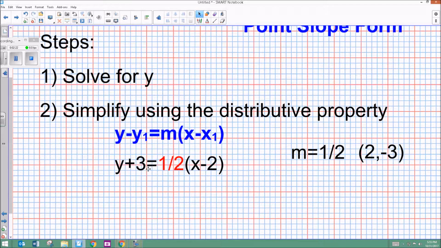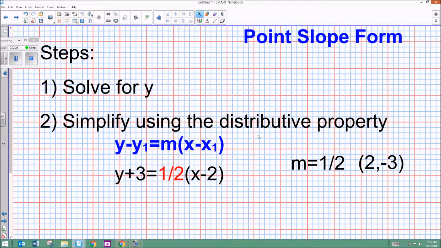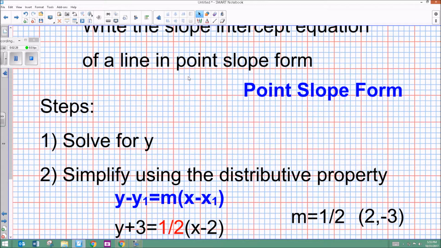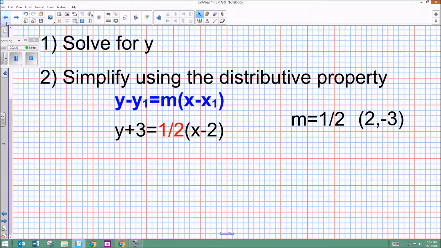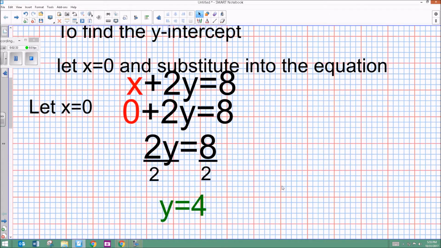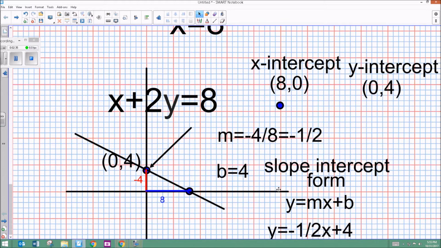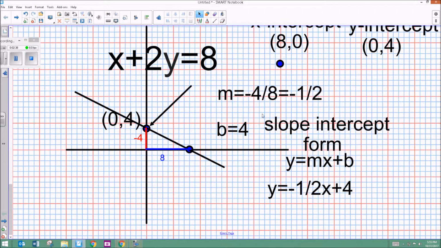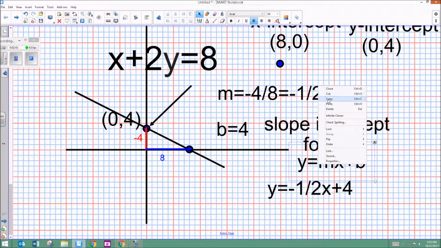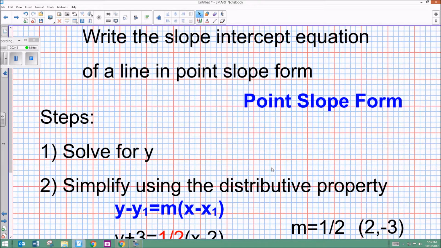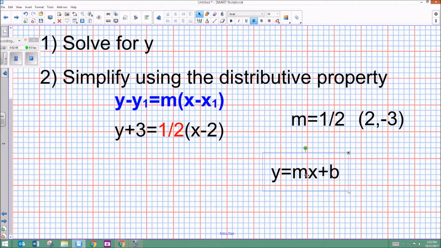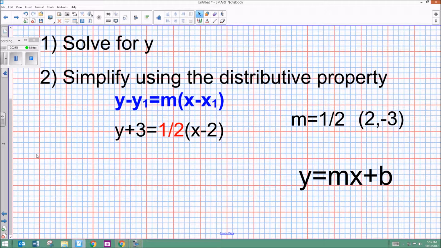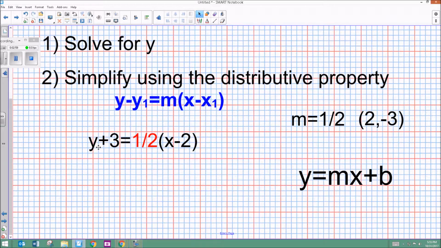What we want to do is take this equation and write it in slope-intercept form. And what does slope-intercept form look like? You remember from the last video, it looks like this. I'll go ahead and copy this. So this is what slope-intercept looks like, and we want it to look like this. So the first thing we're going to do is solve for y.